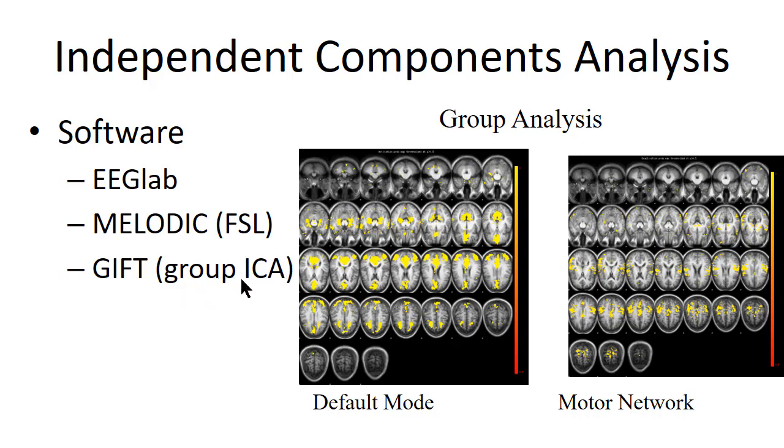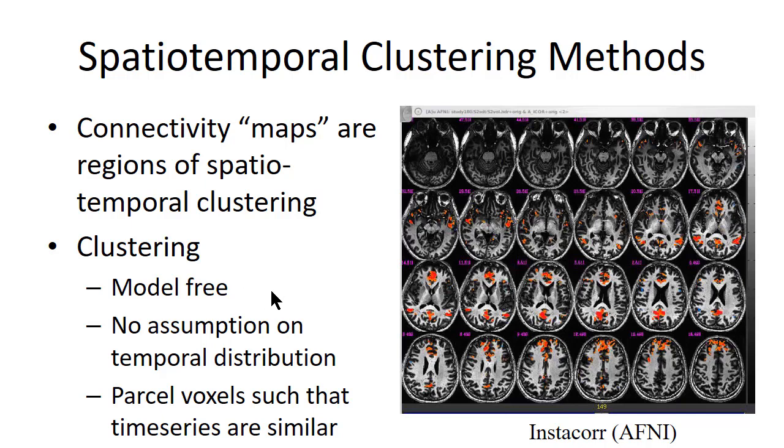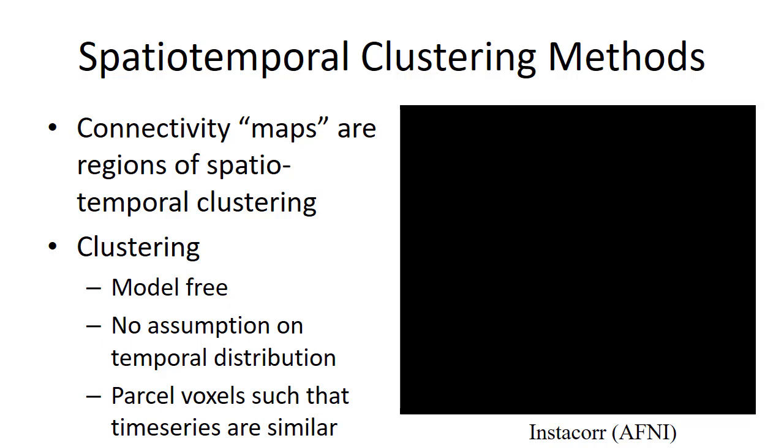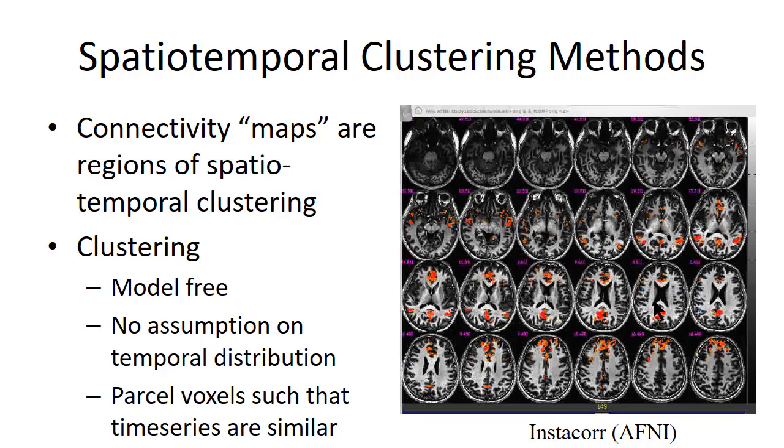Now moving on to spatiotemporal clustering methods. It turns out that the connectivity maps that you see, even from a seed-based correlation network analysis, are essentially mapping out regions of spatiotemporal clustering. As an example of this, for those of you that aren't familiar with InstaCorr from the AFNI toolbox, I highly encourage you to have a look at it. What it does is allow you to surf spatiotemporal correlations in your data.